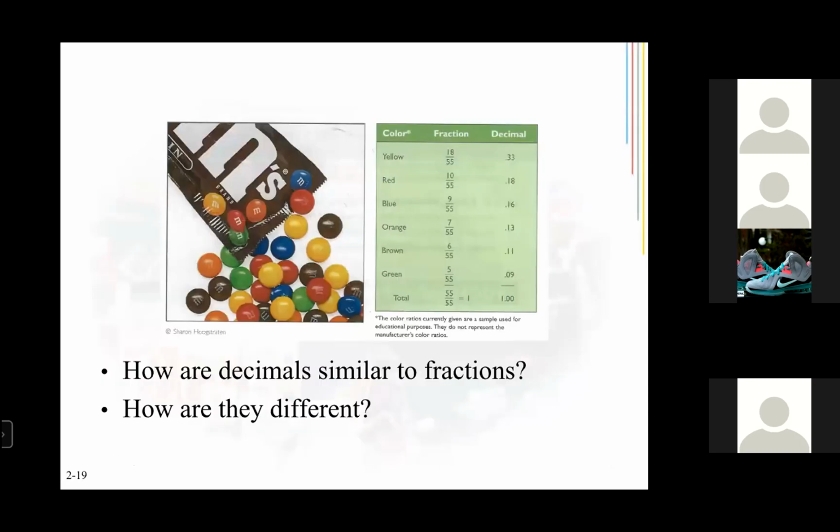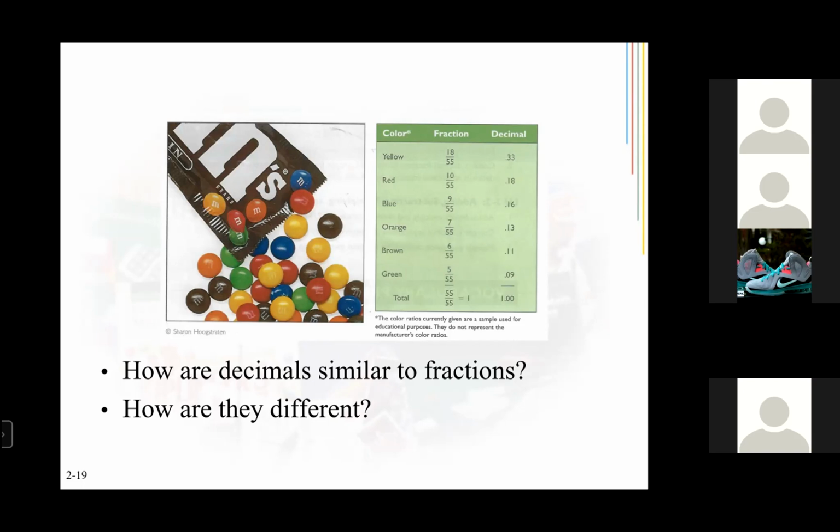And with decimals, there are some similarities between decimals and fractions. Decimals and fractions basically are ways of doing the same thing. So I think at the beginning you said that you use the fraction to represent a portion. In the same way, we use decimals to represent a portion. And many fractions can be represented as decimals and vice versa.